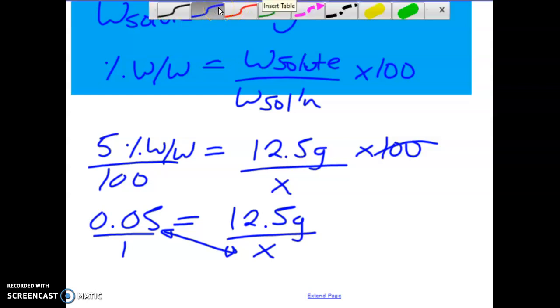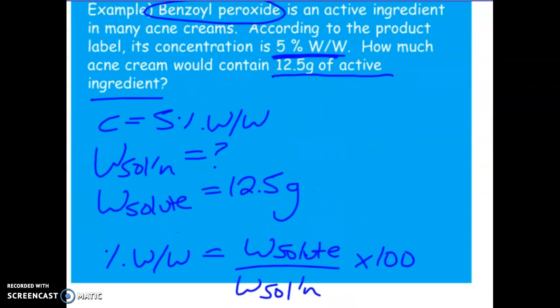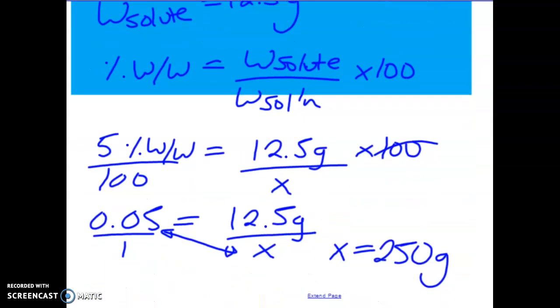Okay, so we left off, we were going to do 12.5 divided by 0.05. So x, we get 250 grams of solution. So for this particular compound, right, because it's a 5% solution, 5% of 250 is 12.5 grams.